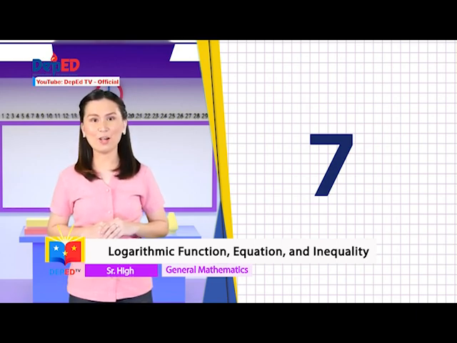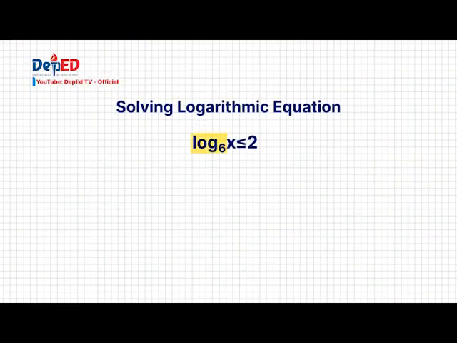Let us now try to solve logarithmic inequalities. Let us take the logarithm of x with the base 6 is less than or equal to 2. In exponential form, it is written as x is less than or equal to 6 squared. 6 squared is 36.